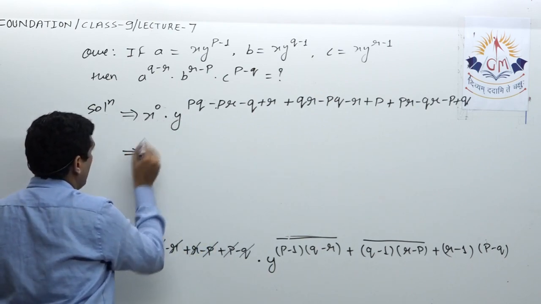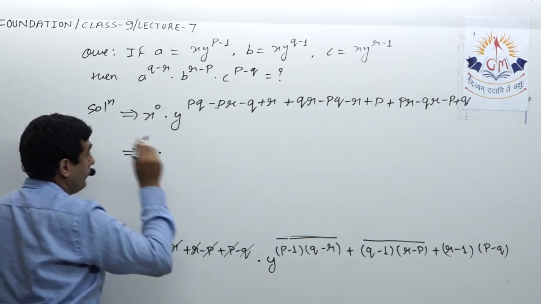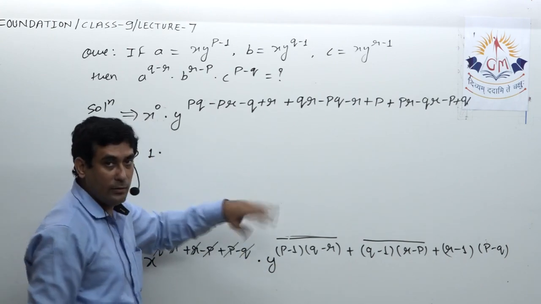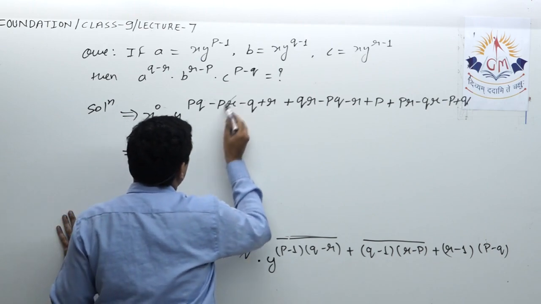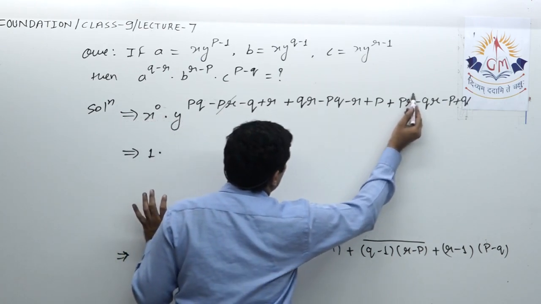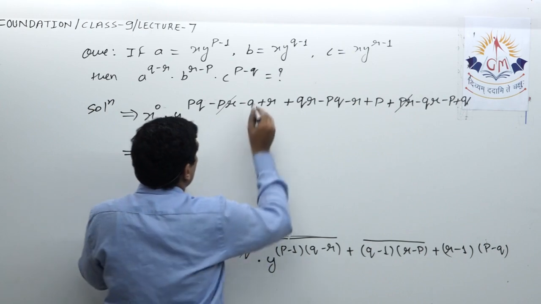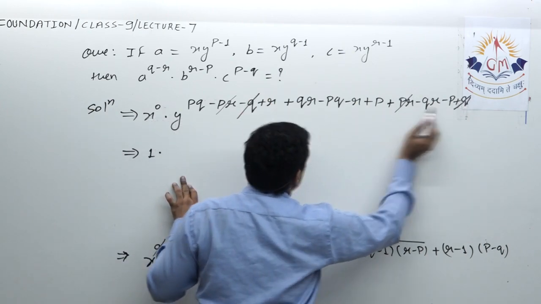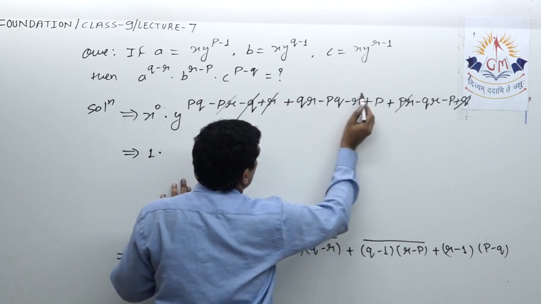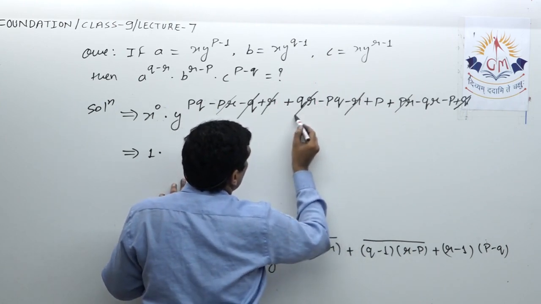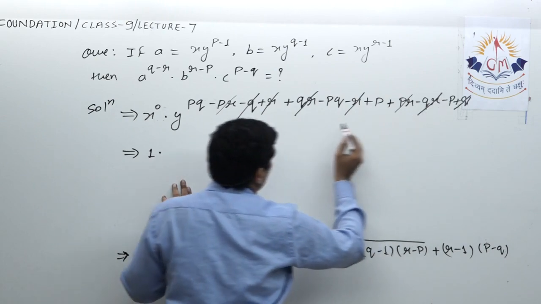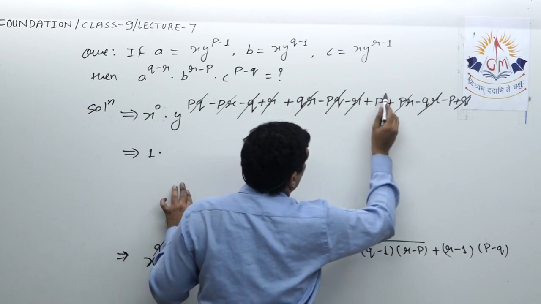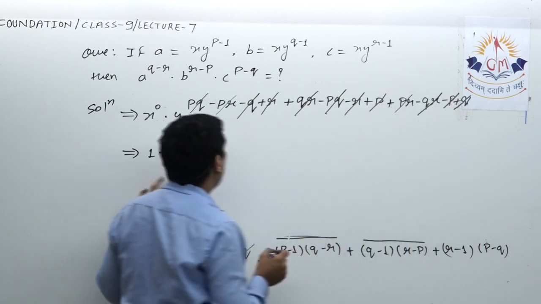Okay, so here it is x raised to 0, that is 1. Now over here again you will find all terms will cancel out. Let us see: this minus pr, this plus pr; this minus q, this plus q; this plus r, this minus r; plus qr minus qr; minus pq plus pq; plus p minus p. So all terms are cancelled out.